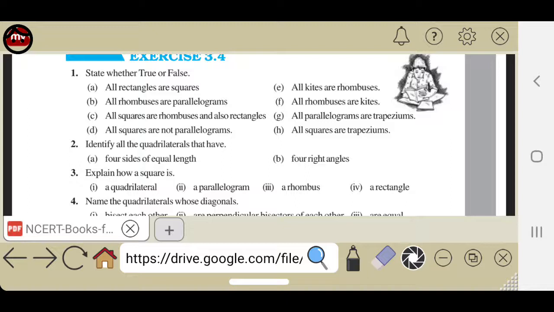Next one, identify the quadrilaterals that have four sides of equal length. Four equal sides means square and rhombus. Four right angles are in a square and a rectangle.